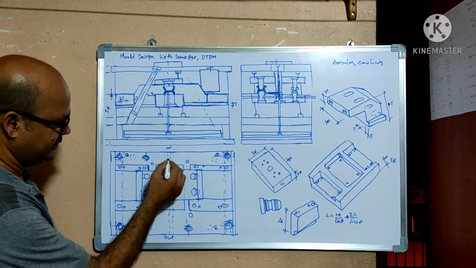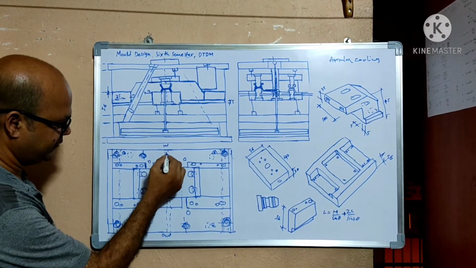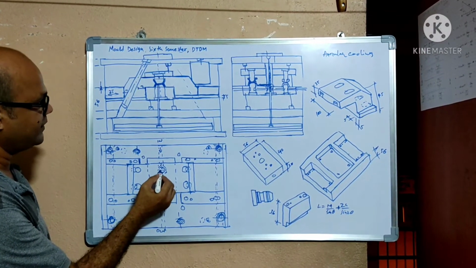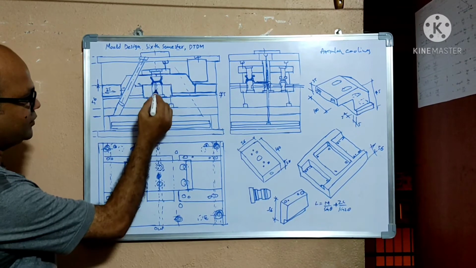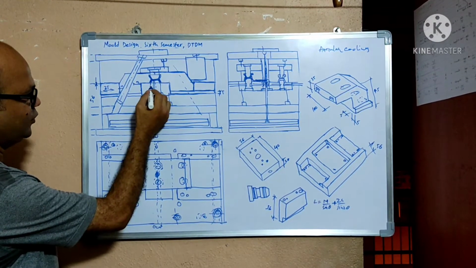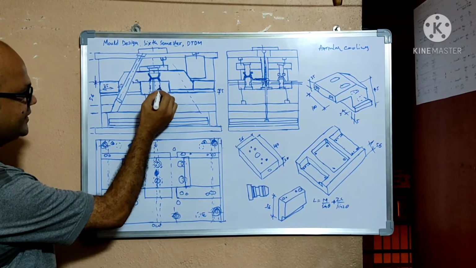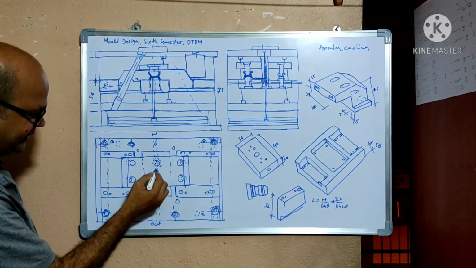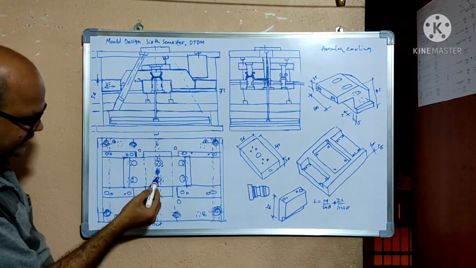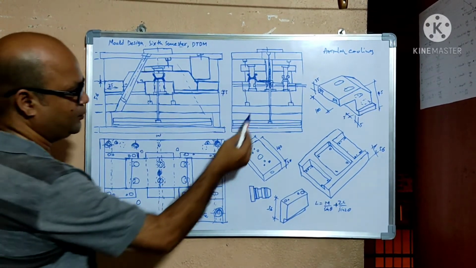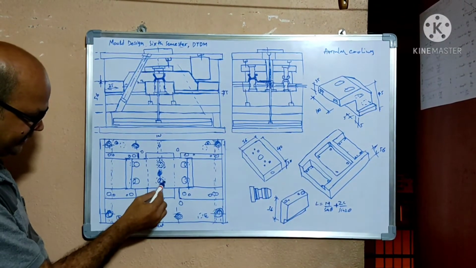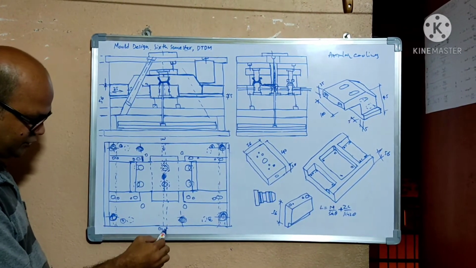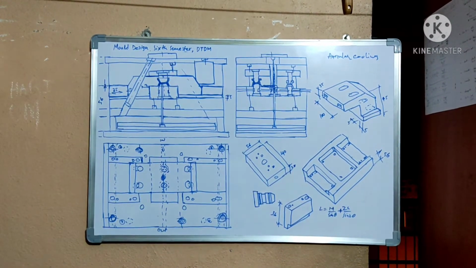The water flows from here and surrounds the core. Again the water comes downwards, it surrounds the screw puller bush, and again it surrounds the core pin, and it comes out through the outlet channel.